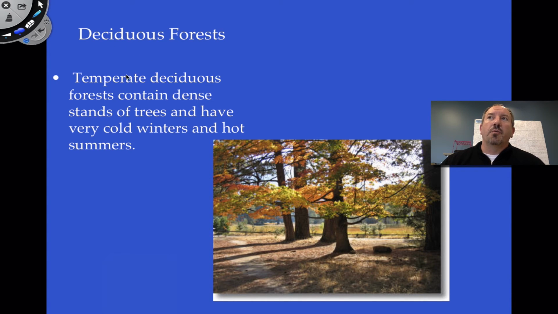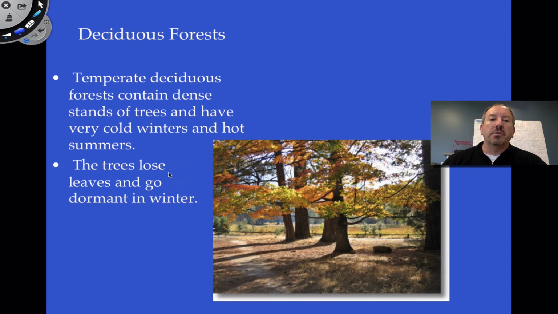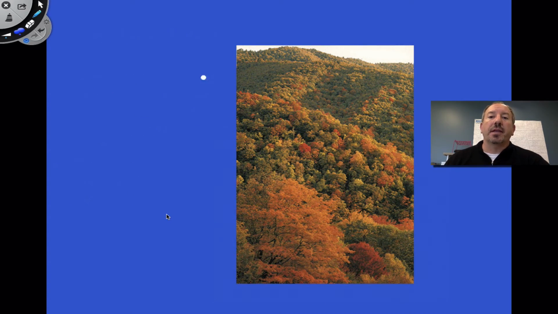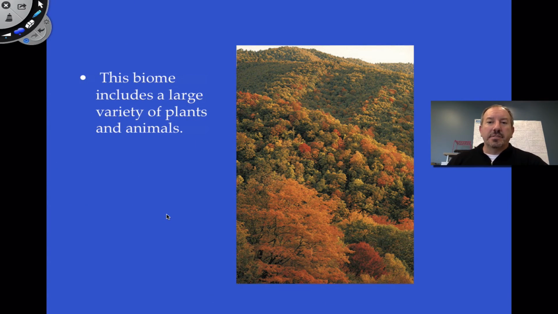And so why even have a leaf if it's going to be snowing and all it's going to be doing is losing water? So they shut it down in the winter time. The trees lose their leaves in the fall and then go sort of dormant in the winter, and they come back in the spring with a vengeance. So autumn is a characteristic of the deciduous forest.